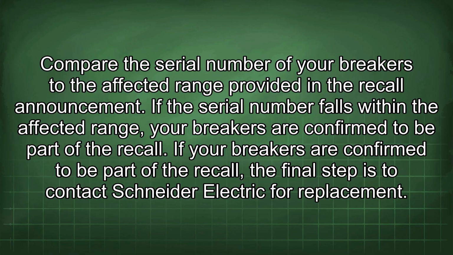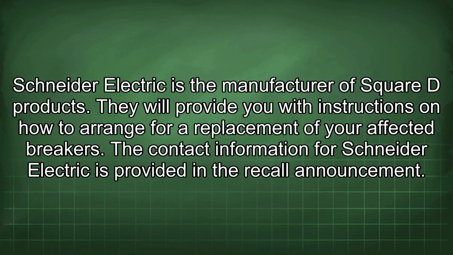If the serial number falls within the affected range, your breakers are confirmed to be part of the recall. If your breakers are confirmed to be part of the recall, the final step is to contact Schneider Electric for replacement. Schneider Electric is the manufacturer of Square D products. They will provide you with instructions on how to arrange for a replacement of your affected breakers. The contact information for Schneider Electric is provided in the recall announcement.